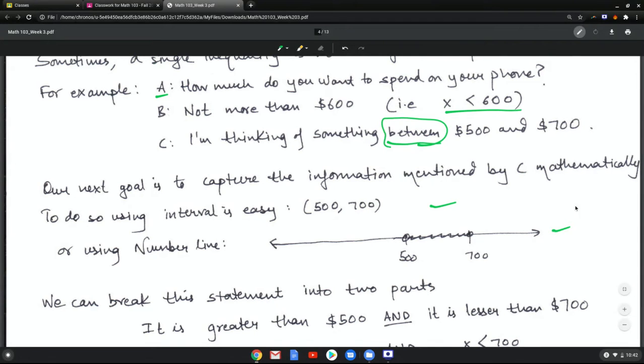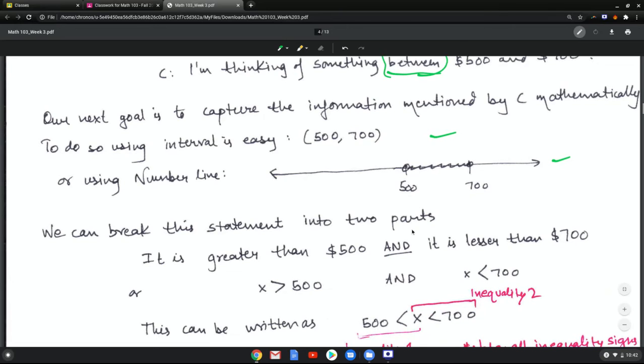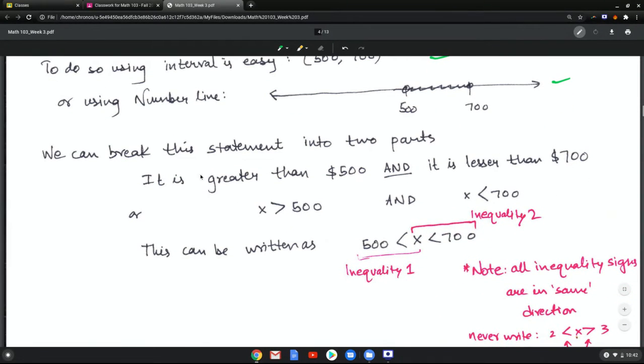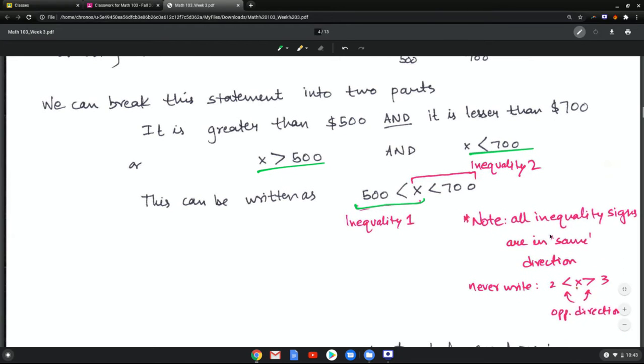Right, so let's start with the sentence. I'm thinking of something between 500 and 700. Break this into two parts. We can say that it is greater than 500 and it is lesser than 700, meaning both of these statements have to be true. So if I write it as an inequality, x is greater than 500 and x is less than 700, which we can combine in a single inequality as 500 less than x less than 700. The important thing to note here is all the inequalities are in the same direction, right? It's all facing left.